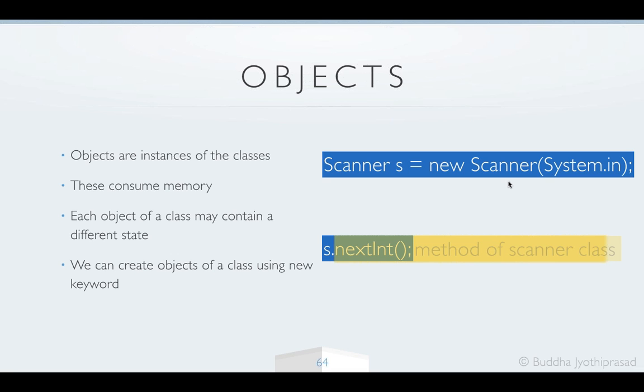So we can create any number of objects from a class. Earlier we created Scanner s equals new Scanner of System.in, right? We can create s2 equals new Scanner of System.in. It doesn't really influence how that scanner is created. But the operations that are done on s1 are not related to operations that are done on s2, unless they are operating on some common shared data. But at this point of time, shared data doesn't really make any difference at all.